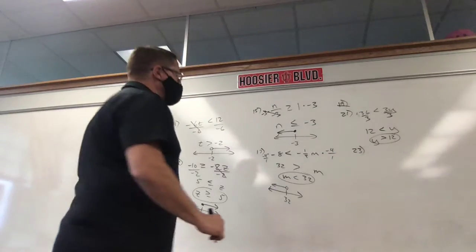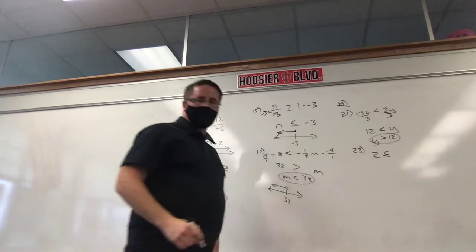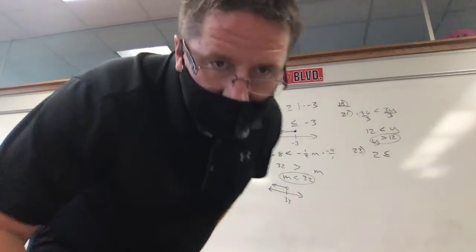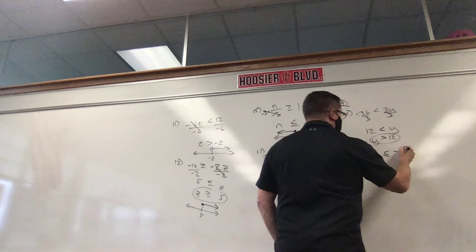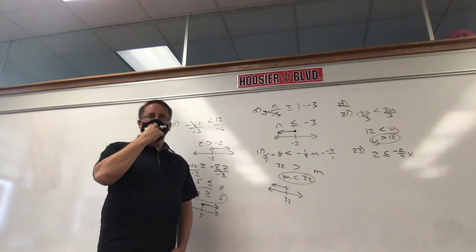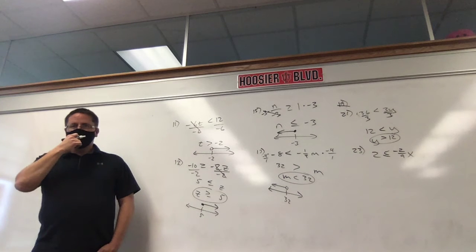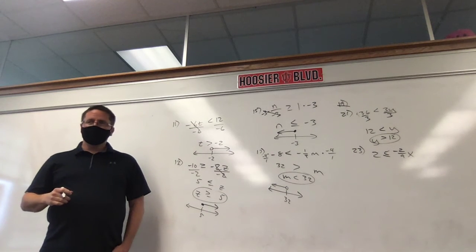Okay, so 23. 2 is less than or equal to something. What does that say? Negative 2/9x. Negative 2/9x. Okay, so how do I get rid of that negative 2/9? Why don't you flip it? Negative, flip it. Flip it to 9 over 2.